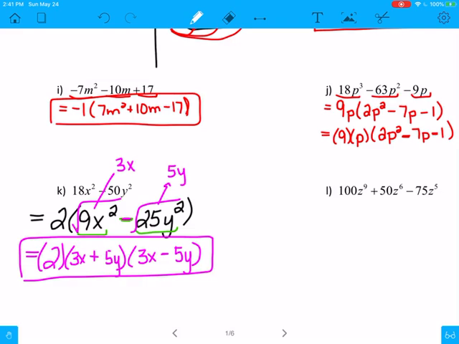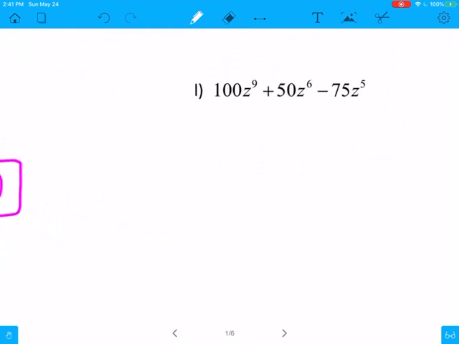All right. L, our last one on this page. 100z to the 9 plus 50z to the 6 minus 75z to the 5. So the largest I can take out is a z to the 5. And then I have 100, 50, and 75. So I can take a 25 out of each of those.